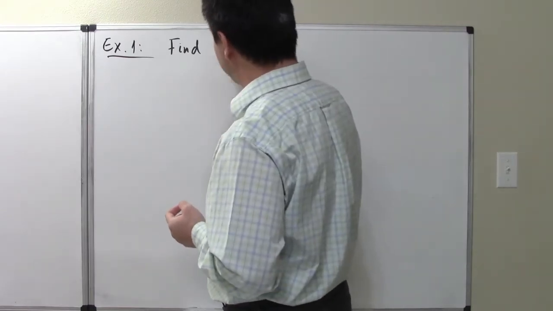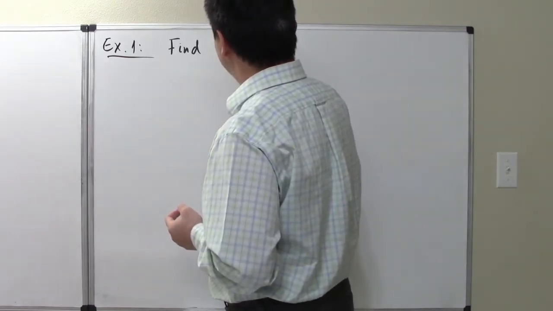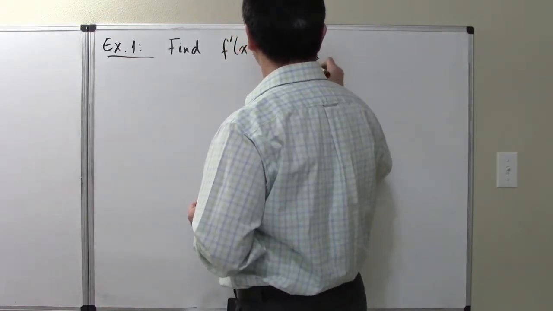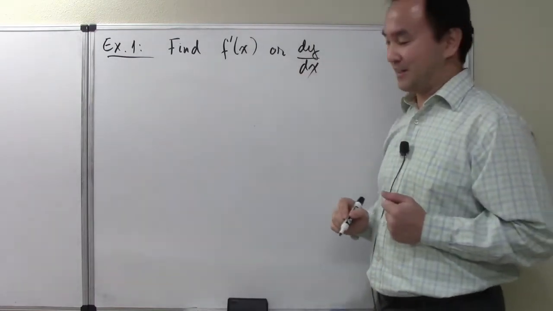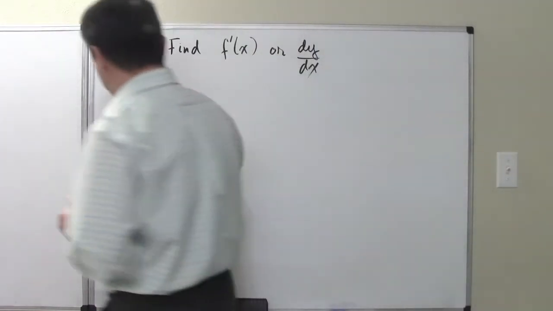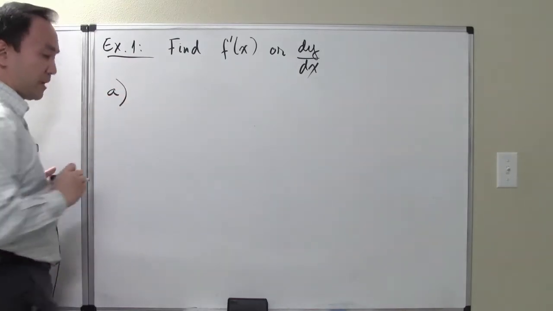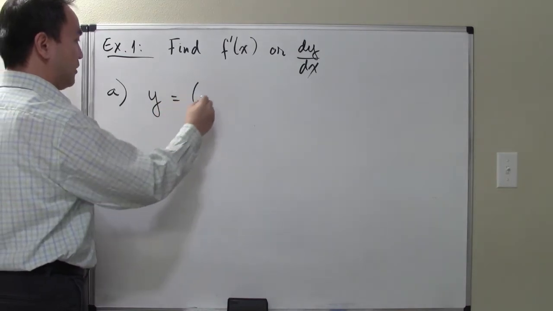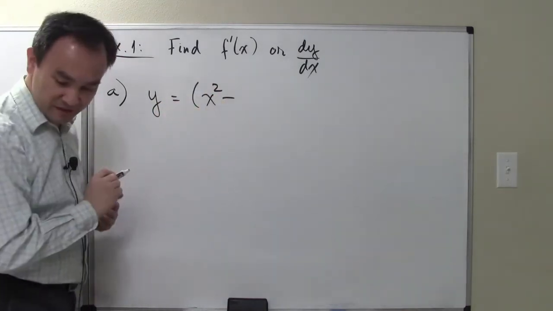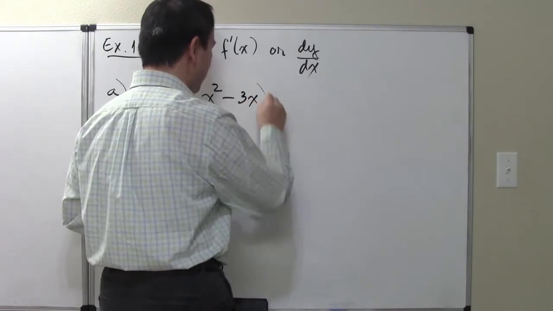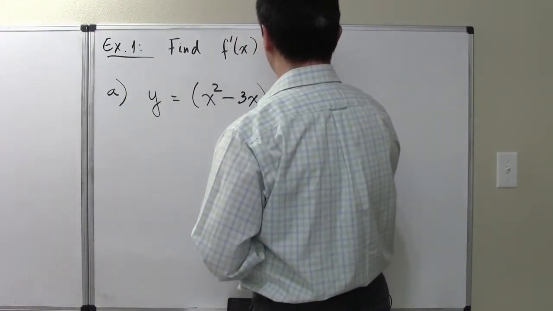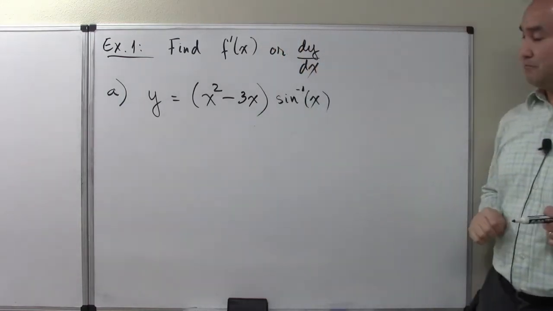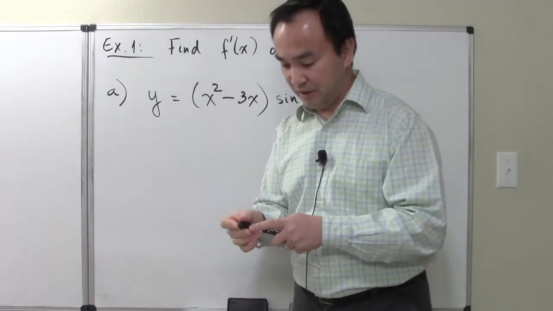So let's find f prime of x, or in equation notation, dy dx. Okay, and so our first function here in example 1, I'm going to call that part A, is y equals, in parentheses, x squared minus 3x, multiplied in product with sine inverse of x.